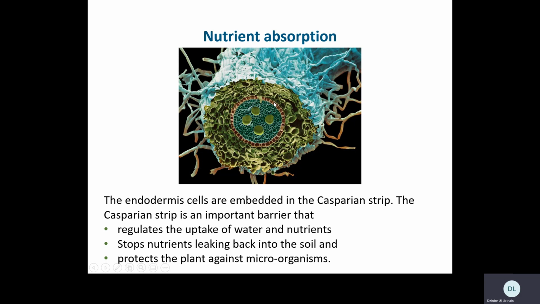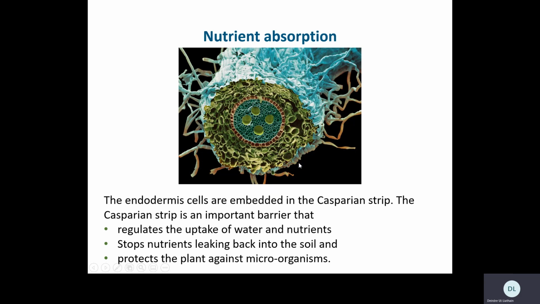And then you can see our endoderm with Casparian strips here. Okay, and then you can see your xylem and your phloem on the inside. So just to revisit, what exactly does that Casparian strip do? It's an important barrier that regulates the uptake of water and nutrients.